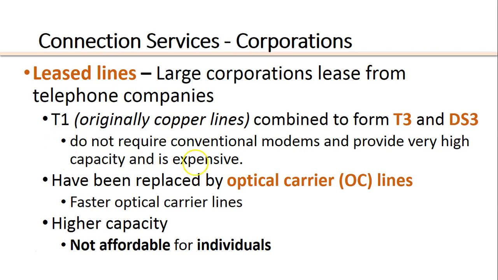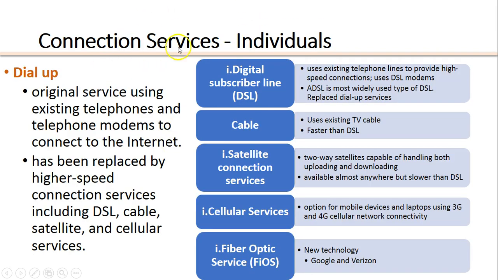The lease line has been replaced by optical carrier OC lines. It is faster optical carrier lines. It is higher capacity and not affordable for individuals. We as an individual cannot afford to have these lines. So instead, we have connection service for individual.